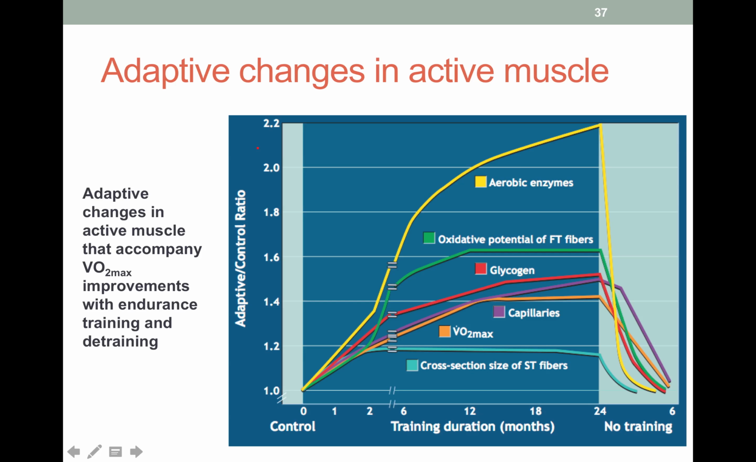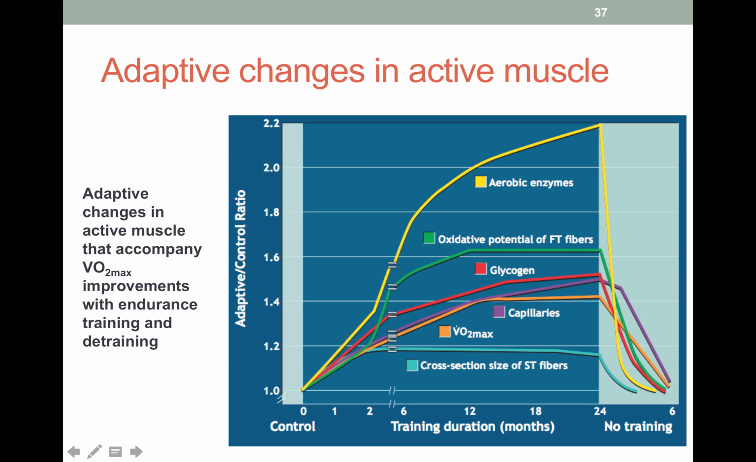Increased glycogen stores, increase in microcirculation or capillaries, increased VO2 max, increased cross-section size of slow twitch fibers. These are our fibers that we normally think of with aerobic metabolism, right? This is really relying on oxygen to generate ATP. So we'll see an increase in the size of those fibers. Not huge increases, not to the extent that we would see in a fast twitch fiber, but they still will increase in size. We'll get into more of the details when we get to the muscle section.